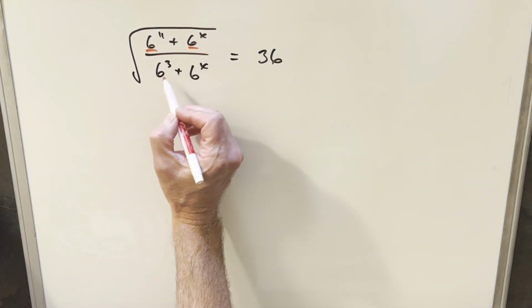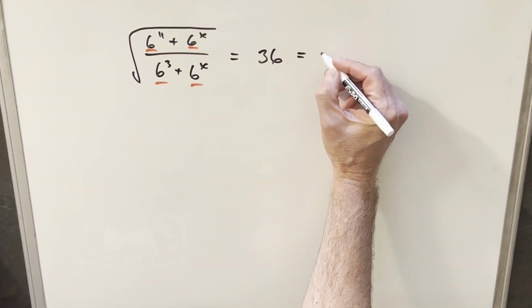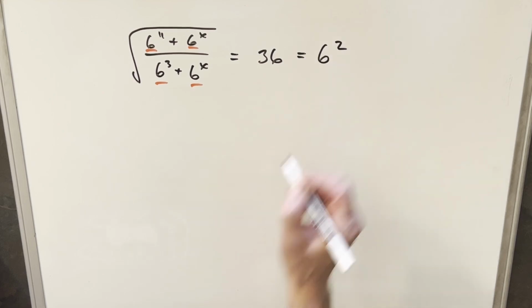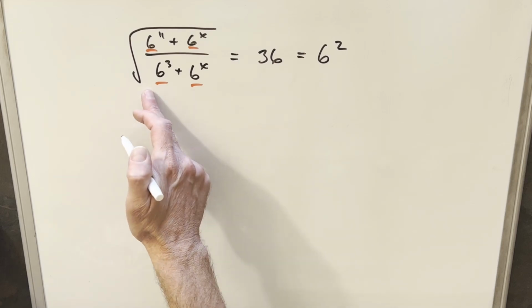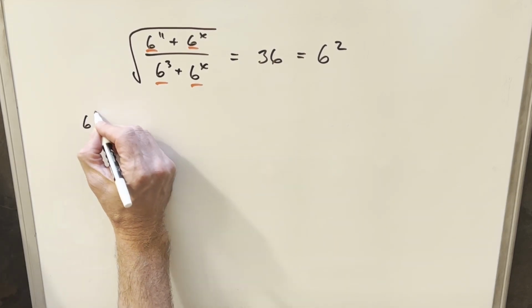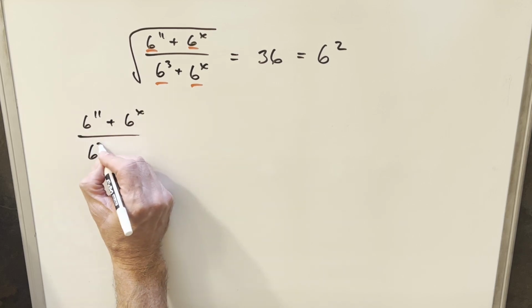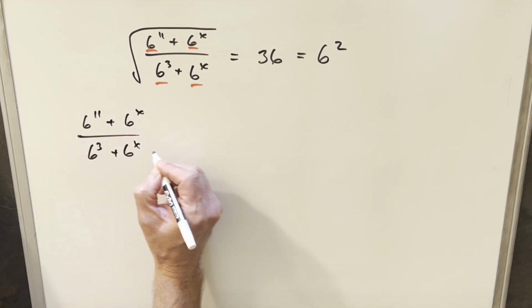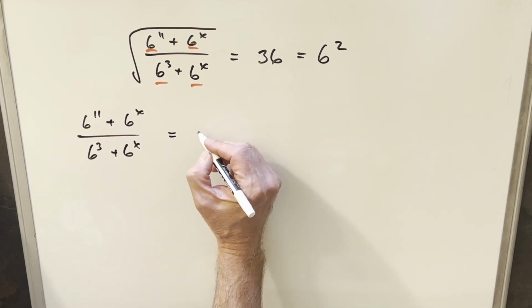Now, everything here is a 6, and 36 is 6 squared, so I think I'm going to be more comfortable if I write this 36 as 6 squared. And then what I can do is square both sides to remove this radical. So on the left side, we're going to have (6^11 + 6^x) over (6^3 + 6^x). And then squaring this, we'll write this as 6 to the 4th.